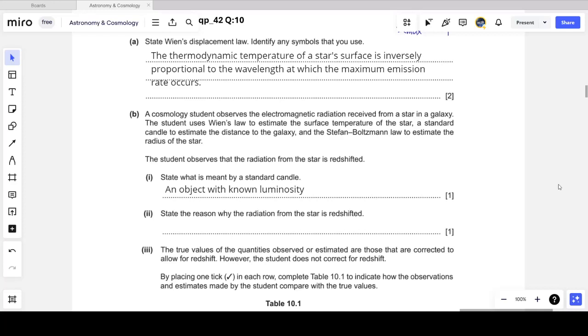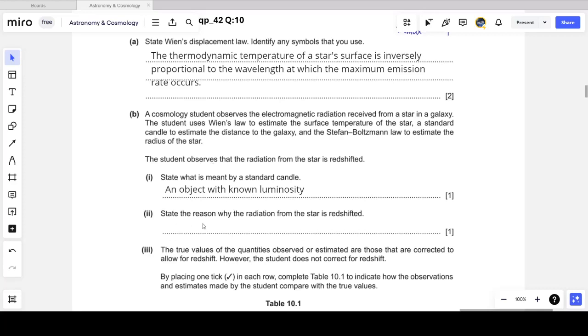And so anything that I know the luminosity of, such as some supernovae or Cepheid variable stars, those are standard candles. Those are things that I know the luminosity of, and then I can use those as guides to identify what the relative brightness of other things in the universe are. And so a simple 1 mark: an object with known luminosity.